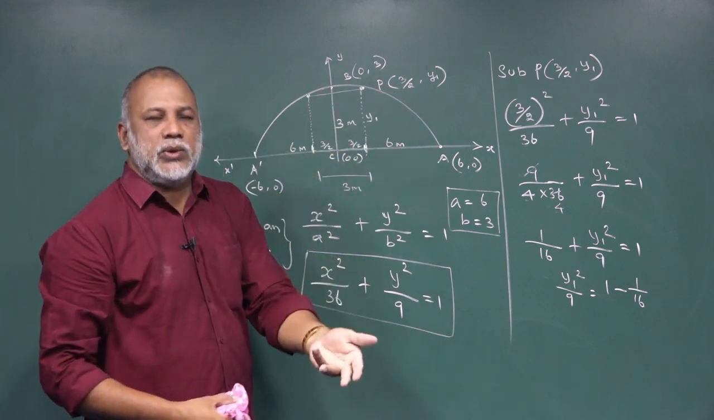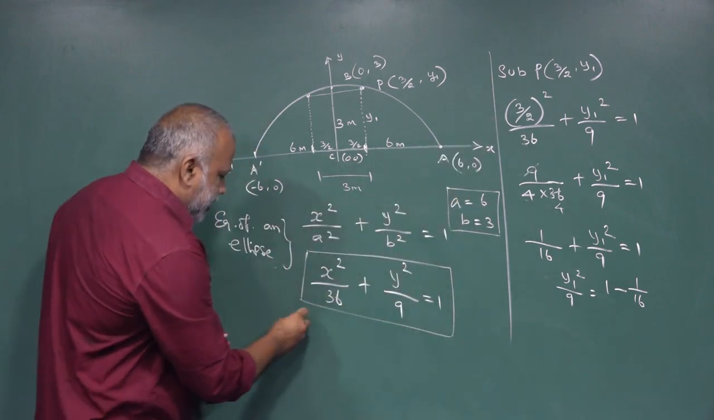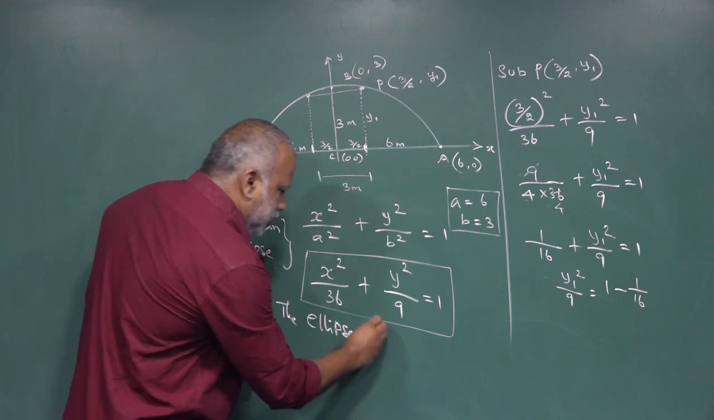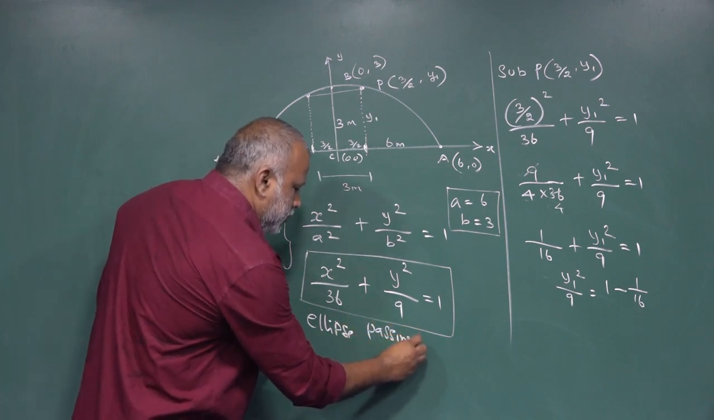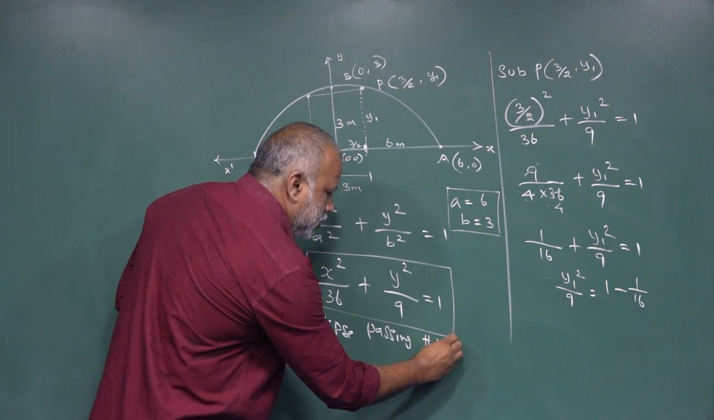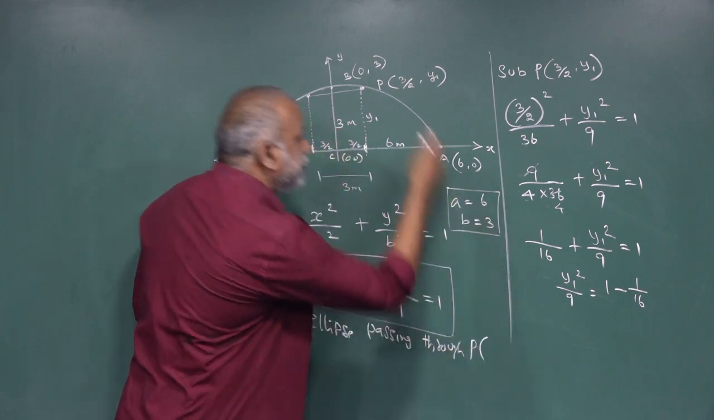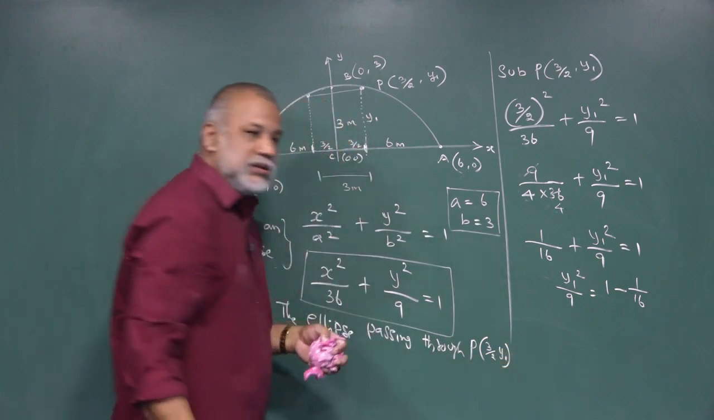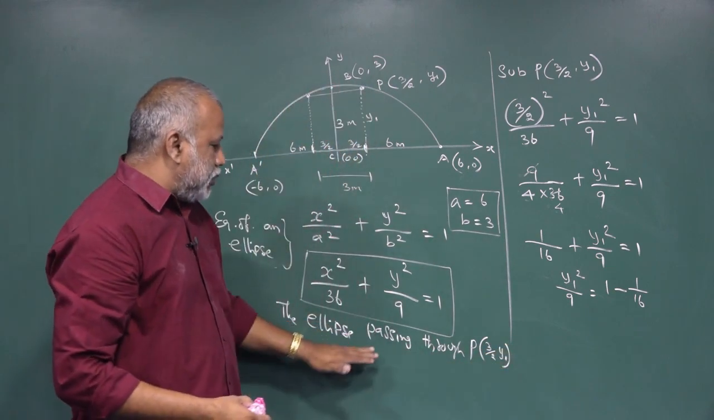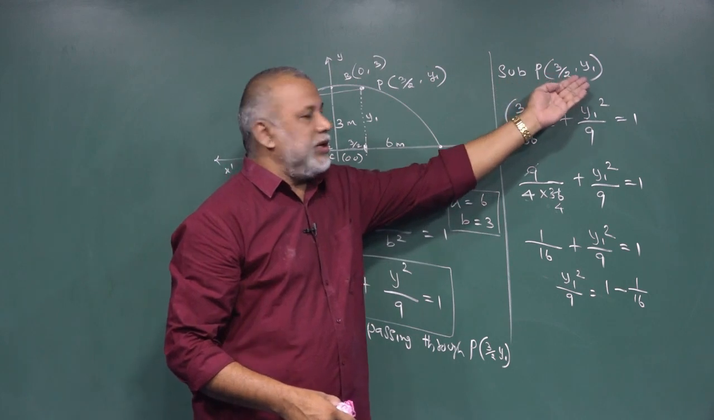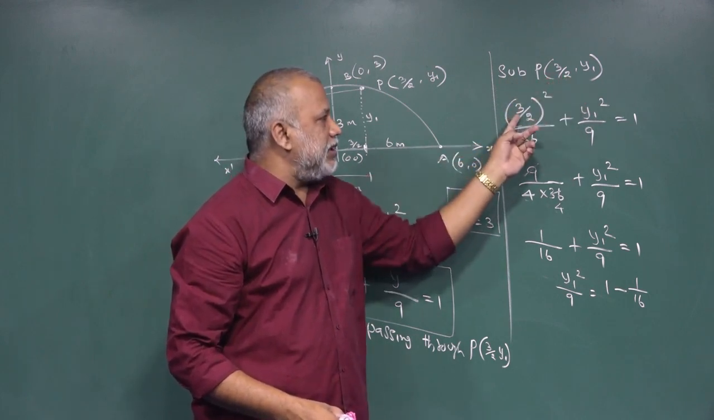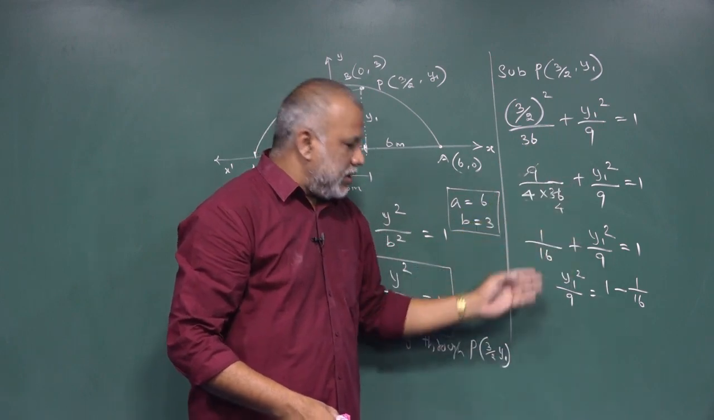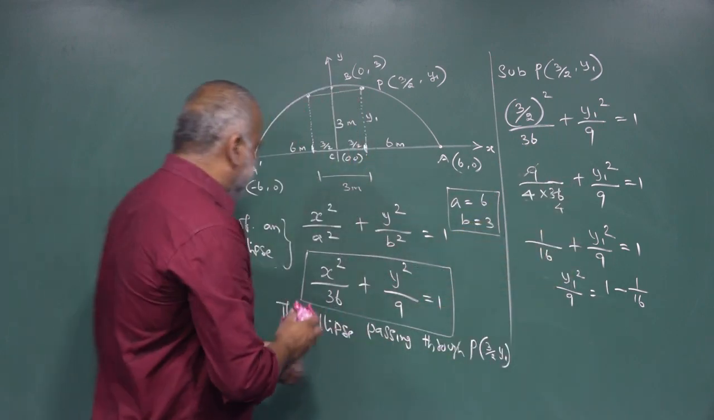Any equation passing through a point, substitute. We can say the ellipse passing through P of 3 by 2 comma y1. Make a sentence like this. This equation passing through this point, we can substitute P of 3 by 2 comma y1. That means x is replaced by 3 by 2, y is replaced by y1 squared. Simplifying this data, now we are going to find out the value of y1 squared.